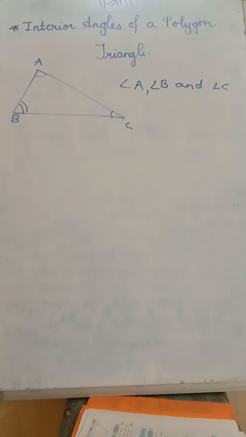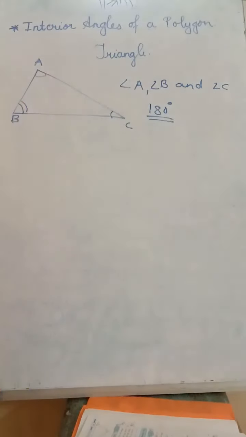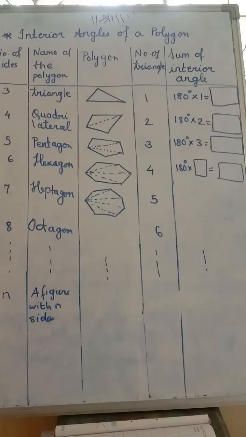If you add these three angle measurements, it will be equal to 180 degrees. We have studied last year that the measures of the three angles of a triangle always add up to 180 degrees. Now we are going to find out the measures of the interior angles of different polygons.